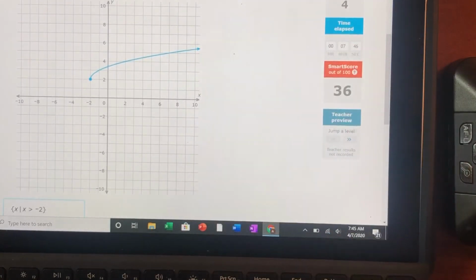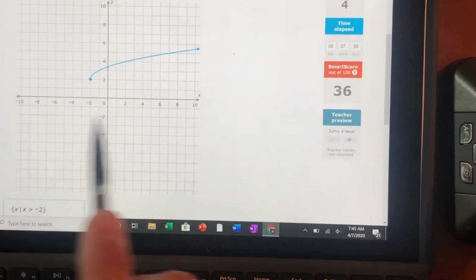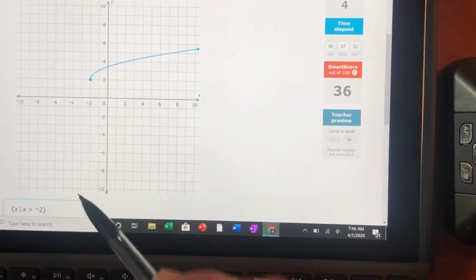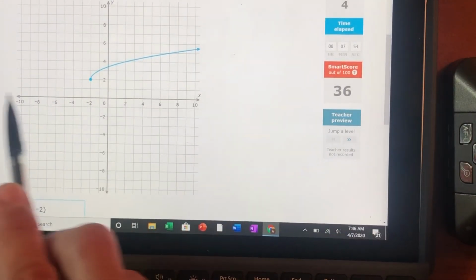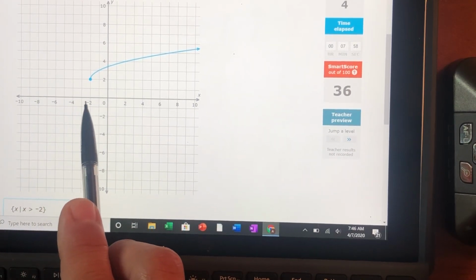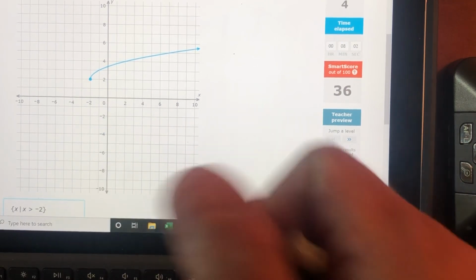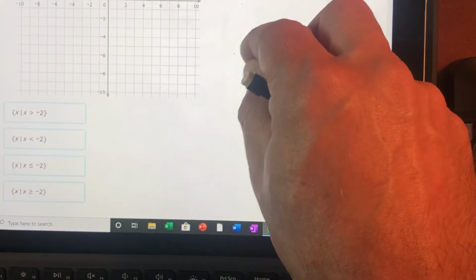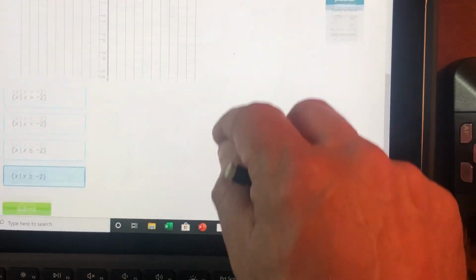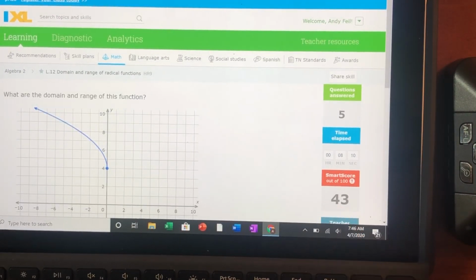So let's just do one more. Let's see, this one says domain of a function. Again, this is left and right. Domain is left and right. Range is up and down. So where are we starting on the domain? It looks like we're starting right about here at -2, and then we're going to the right. So x is greater than or equal to -2. And that's it. Now you can see I'm already up to a 43 and you have to get up to an 80.